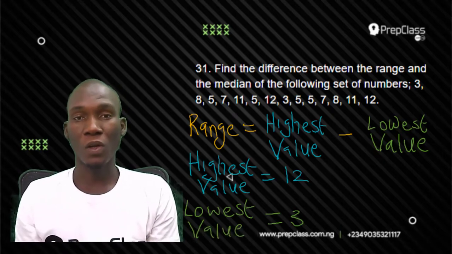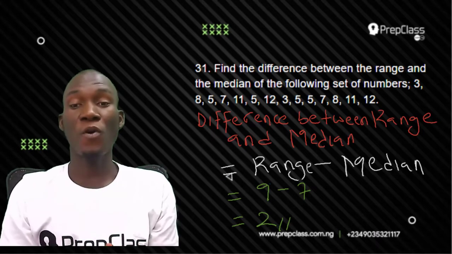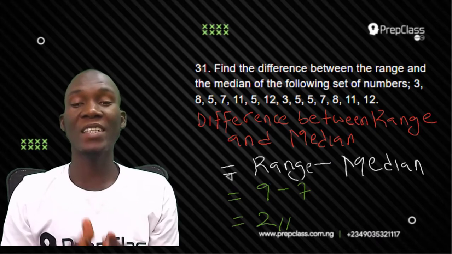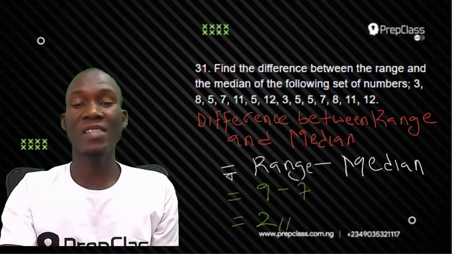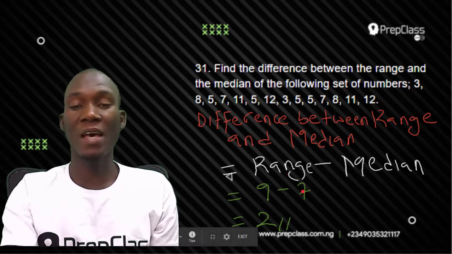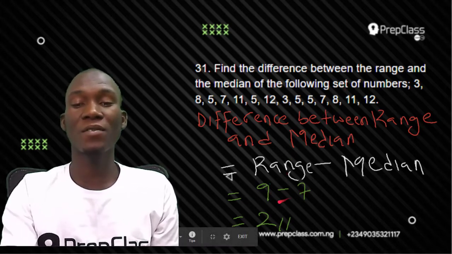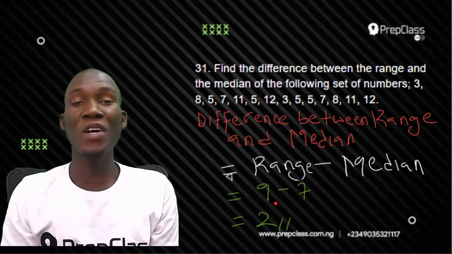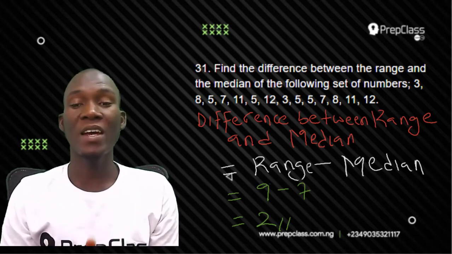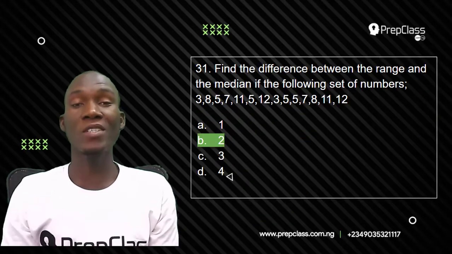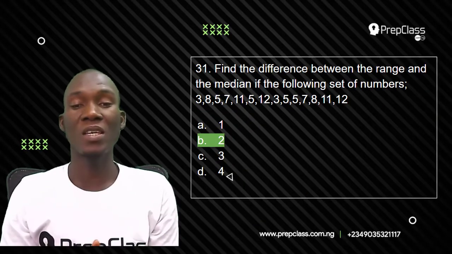Okay, so now therefore the difference between the range and the median is range minus median, and the range is 9 while median is 7. So therefore 9 minus 7 is giving us 2. So the difference between range and median for the set of numbers here is 2. So the correct option is option B, 2.